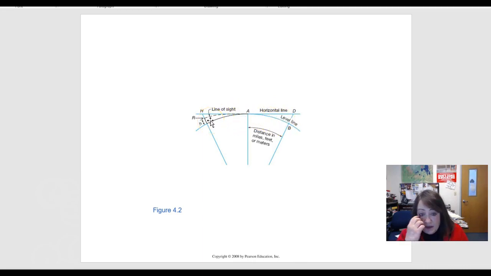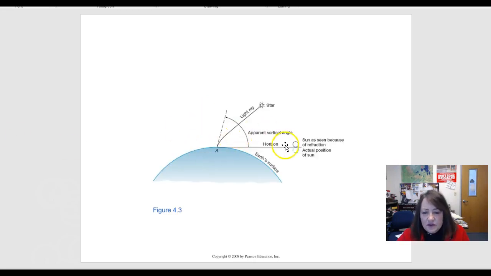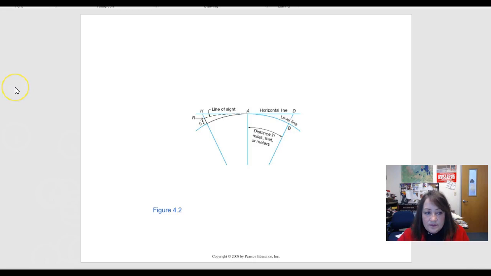Now, the next part, shown over here on point H, is that light actually refracts and makes the object higher than you would expect it to be. In other words, if you look straight out at the sun, for example, the sun will actually be lower than where you see it when looking through the atmosphere of the Earth. So there's a change in height, a curvature and refraction change, that we need to correct for.